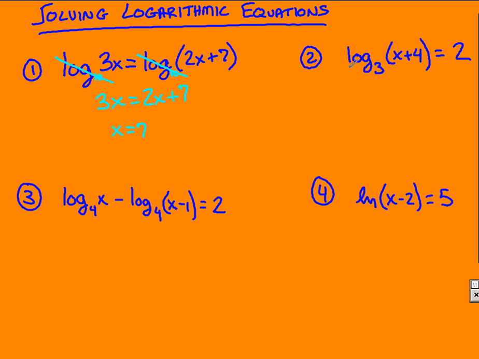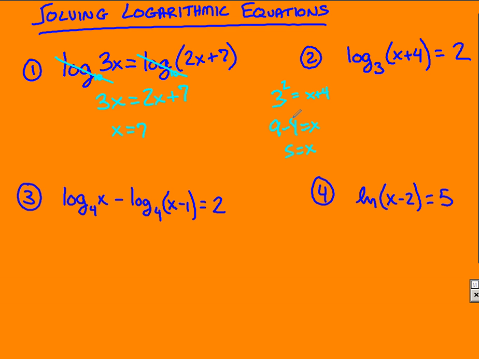Now, in this one, number 2, I do not have logs on both sides, so I can't just cancel things out. I have two options. First of all, I can try to rewrite this. If I rewrote this as we did back in the previous lesson, I would rewrite this as the base to the answer exponent power equals whatever's on the inside. And then I would solve for x. So I would have 9 over here, subtract 4, so 9 minus 4 equals x, so I should get 5 as my answer for x.